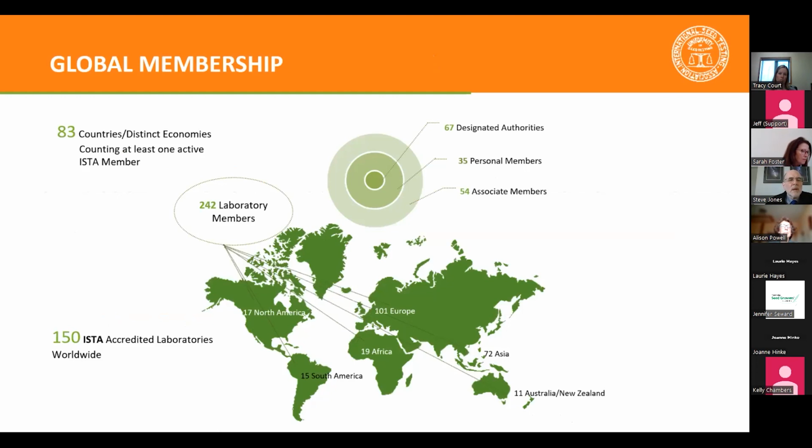ISTA has a global membership. Over 83 countries and distinct economies potentially have voting rights. And there are over 240 laboratories around the world, 150 of those are accredited, and accredited means that they can issue Orange International or Blue International certificates. They partake in proficiency testing, and they're also audited on a regular basis by ISTA technical and systems auditors.